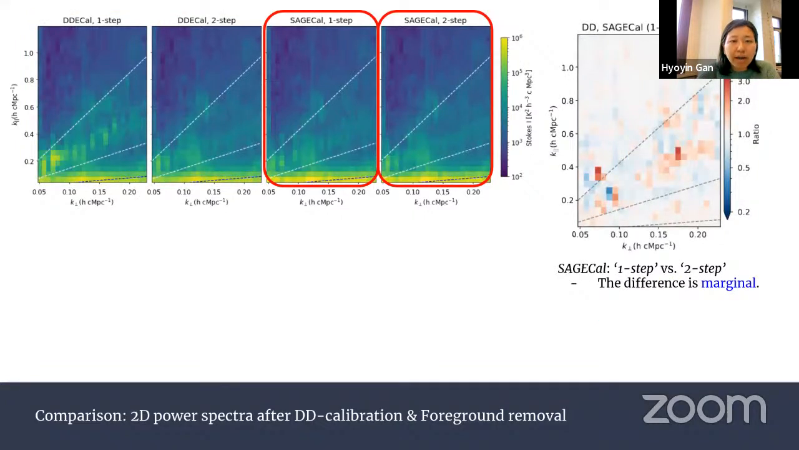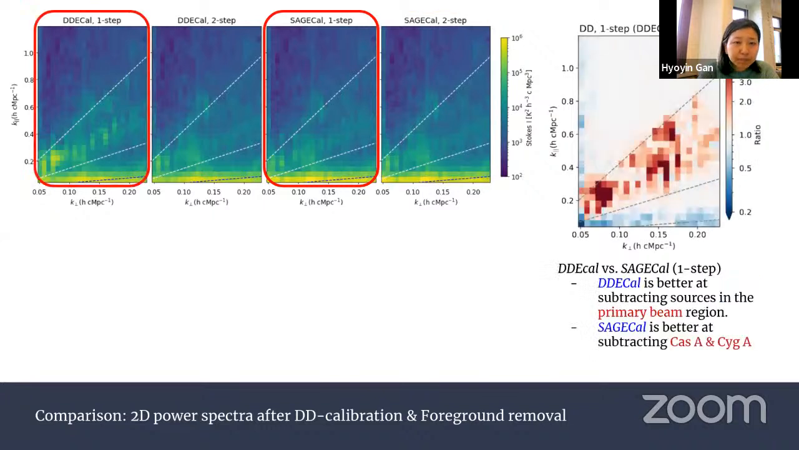And we go on and again compare the performance between the one-step method and two-step method with SAGE-Cal. And here, we do not see that dramatic difference as we have seen with DD-Cal. So we see blue and red colors alternating, but overall, on average, there's no huge difference between them. The difference is very small for SAGE-Cal.